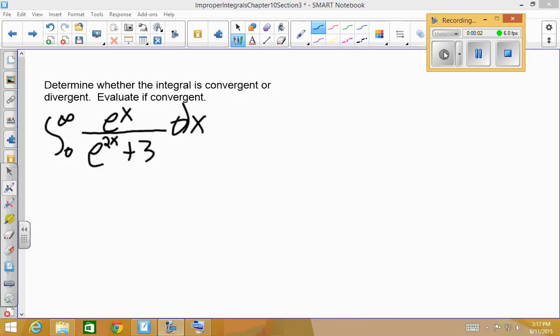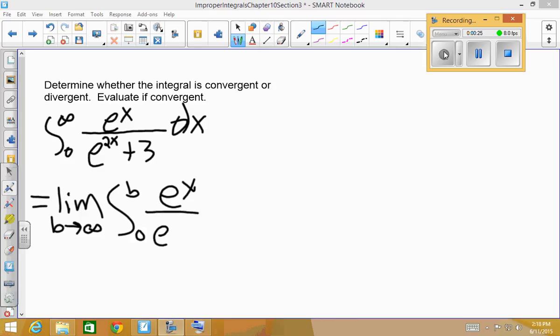Determine whether the integral is convergent or divergent. Evaluate if convergent. The integral from 0 to infinity, e to the x divided by e to the 2x plus 3 dx. This is an improper integral, so we have to use the definition. So this is the limit as b goes to infinity of the integral from 0 to b, e to the x over e to the 2x plus 3 dx.